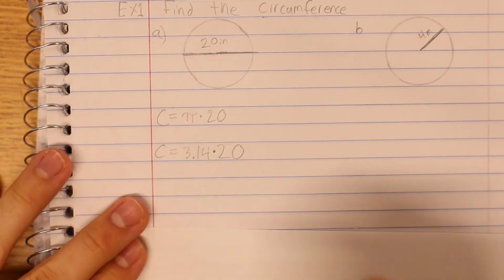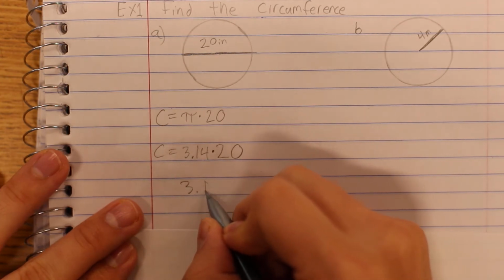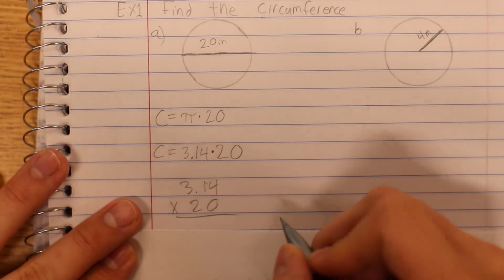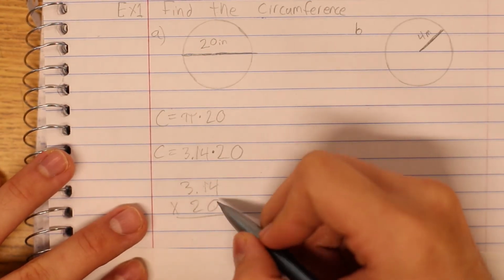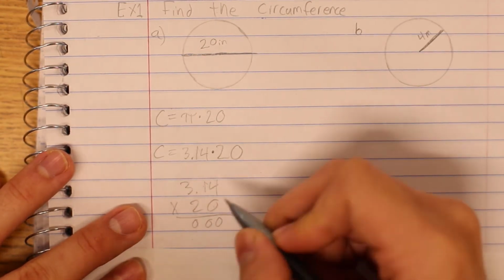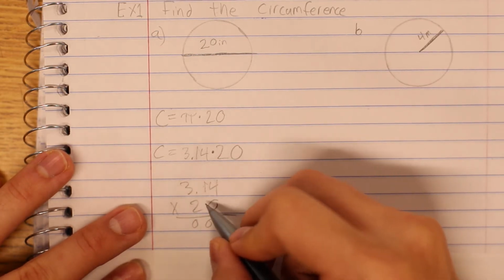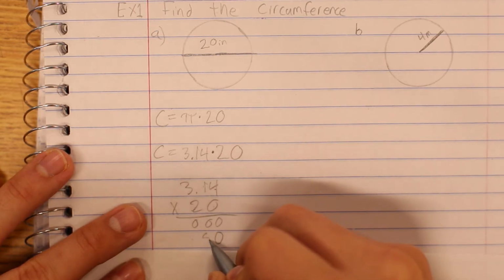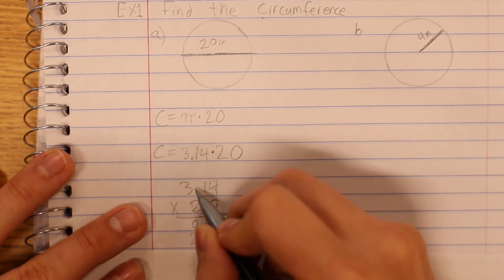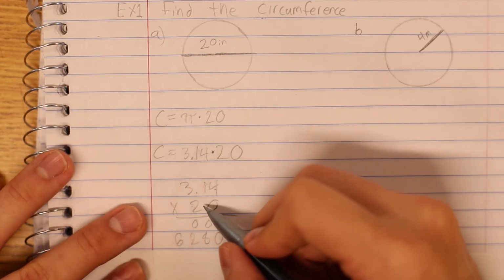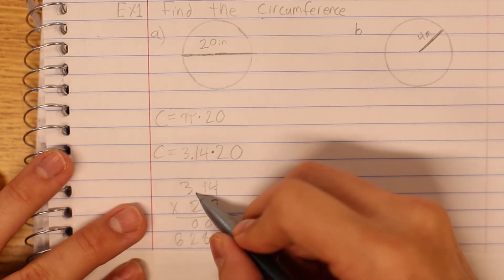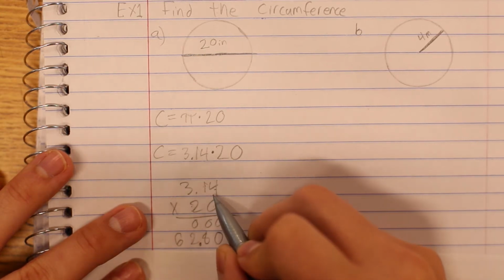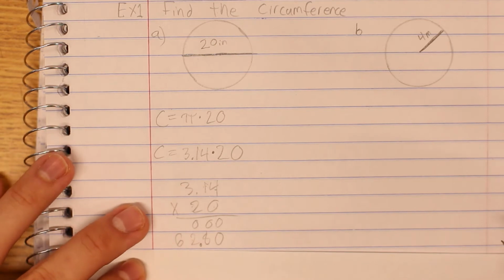So this is where we need to get out our scratch work, and we would write down 3.14 times 20. We multiply that, and we get 0, 0, 0. Now we go to the 2, and since we go one over, we'll put a 0 here. So 2 times 4 is 8, 2 times 1 is 2, 2 times 3 is 6. We had a decimal with 2 numbers past it, so our decimal has to go right here, because we have to have 2 numbers past the decimal.